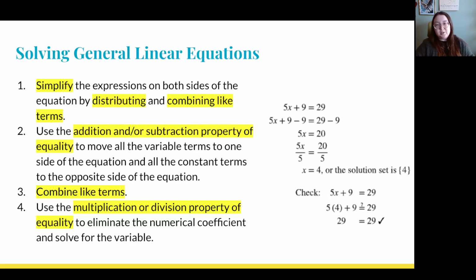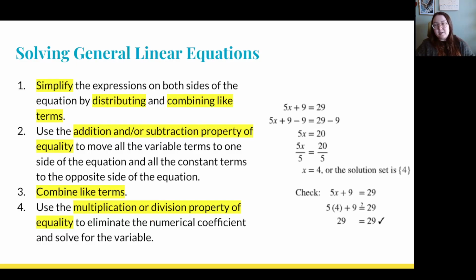Then step 2, you'll use the addition and or subtraction property of equality to move all the variable terms to one side of the equation and all of your constant terms to the opposite side of the equation. So you want all of your terms that have a variable like x on one side, and everything that doesn't have x goes on the other side. Then step 3, you'll combine any like terms that you have. Then step 4, you'll use multiplication or the division property of equality to eliminate the numerical coefficient and solve for your variable. So we'll look at an example here.